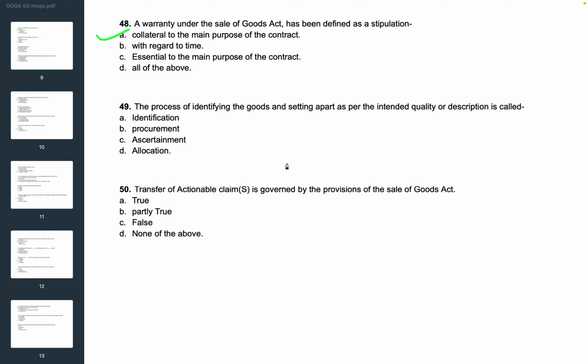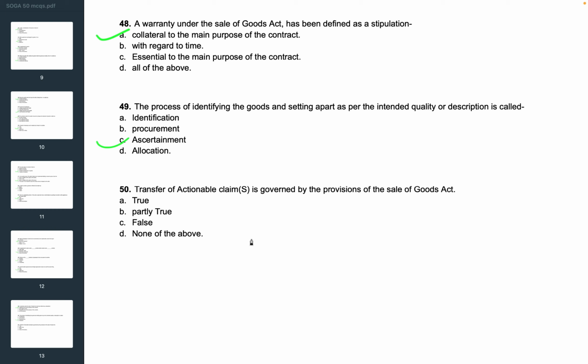Next question. The process of identifying the goods and setting apart as per the intended quality or description is called A. Identification, B. Procurement, C. Ascertainment, or D. Allocation. The correct answer is ascertainment. The process of identifying the goods and setting apart as per the intended quality or description is called ascertainment.